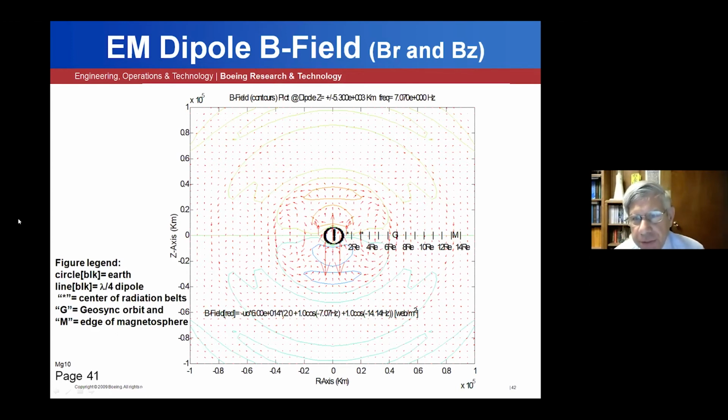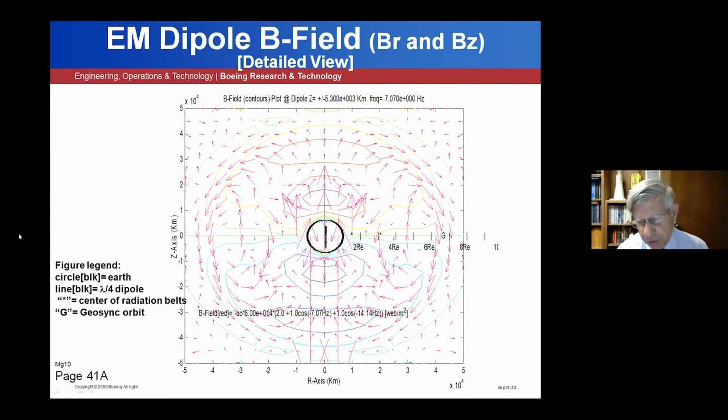And if you look at the B field at the center of the outer belt, it's a negative, and it's positives on both sides, where the node is for the geosync and for the magnetosphere. We'll kind of zoom in. I got a closer view. That was a 500,000 kilometer view. This is a 50,000. This only goes out to geosync.